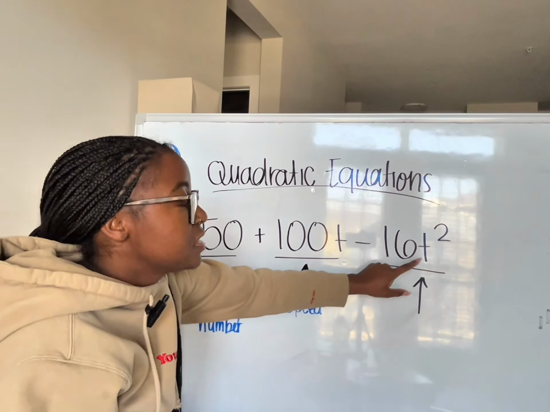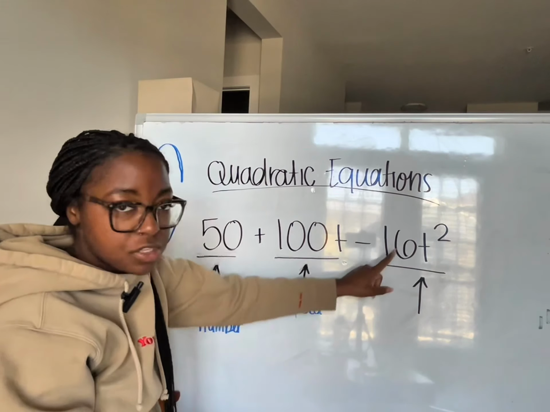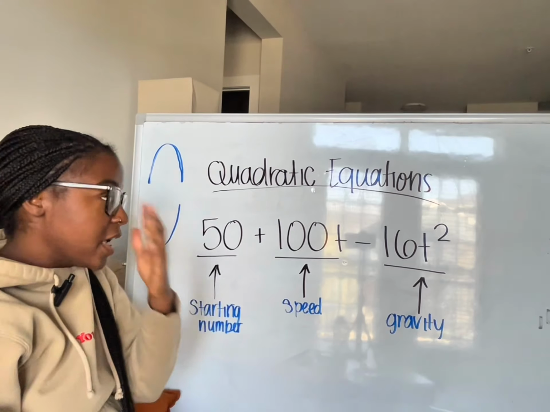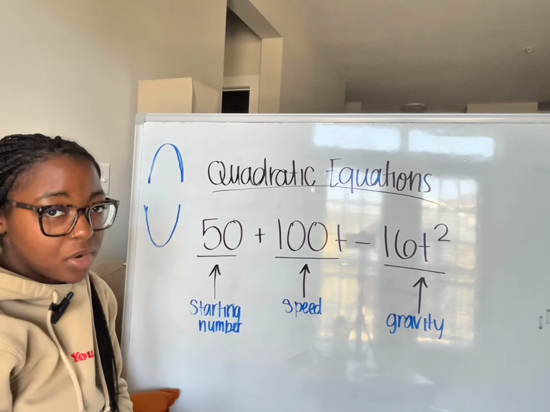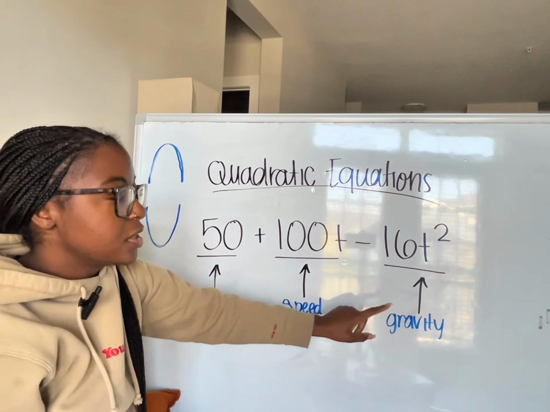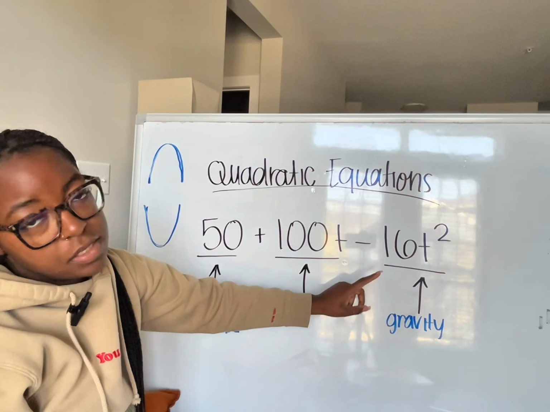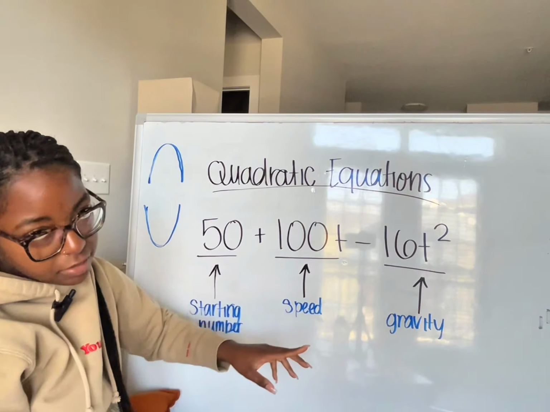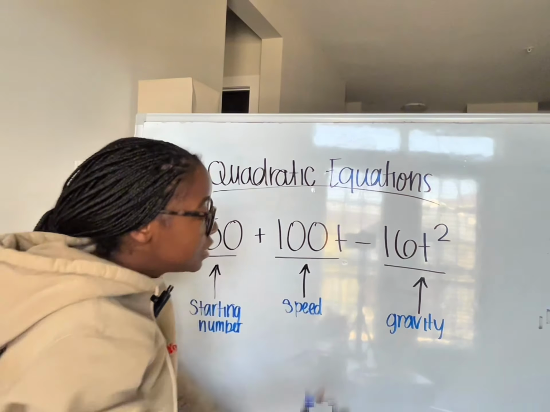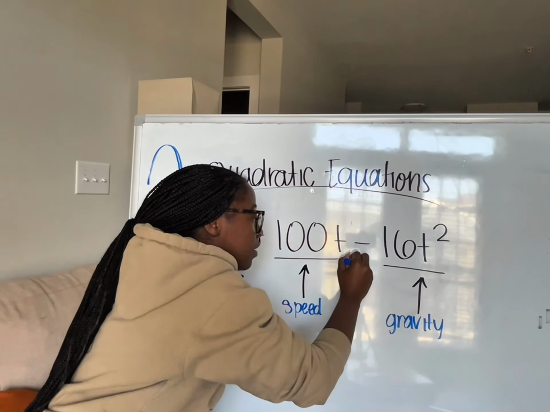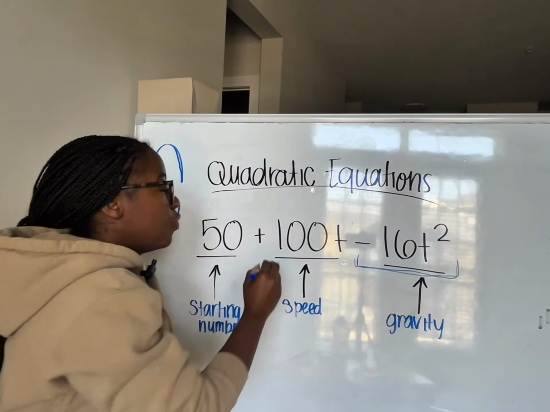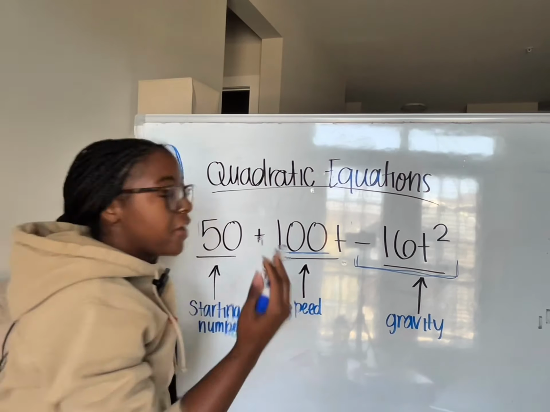Now, negative 16t squared, that's gravity. Gravity never changes. Anytime you have a situation where you are talking about gravity, you are always going to say negative 16 whatever squared. Anytime you see it, this particular part right here, that's gravity. Whatever this number is, that's how fast we're throwing it up.